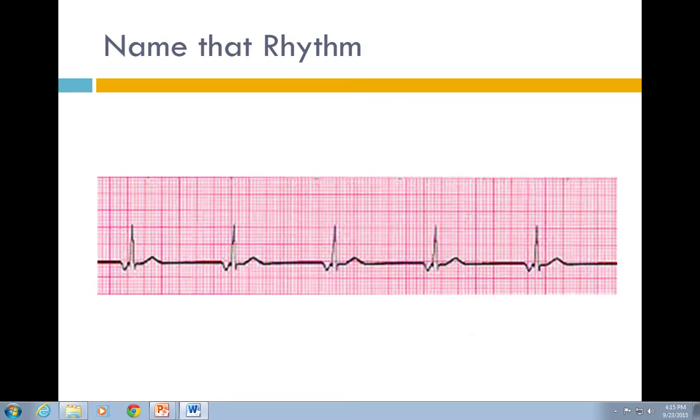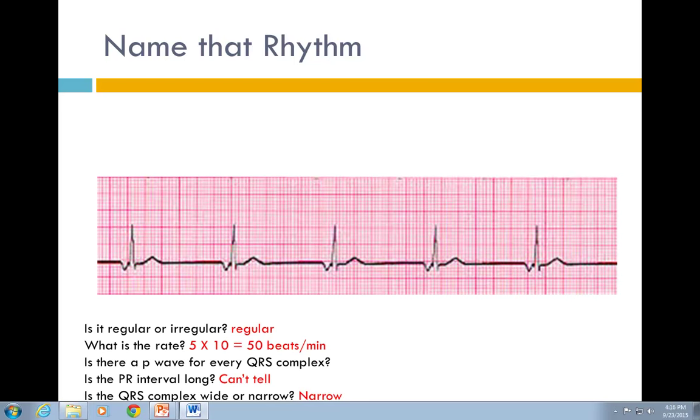All right, so let's name this rhythm here. Let's start with the first question we always ask, which is: is it regular or irregular? First off, if you look again at the R to R interval, you can see that it looks pretty regular, right? If we were to actually measure those R to R's, we would find that they're all pretty regular. All right, so yes, they're regular.